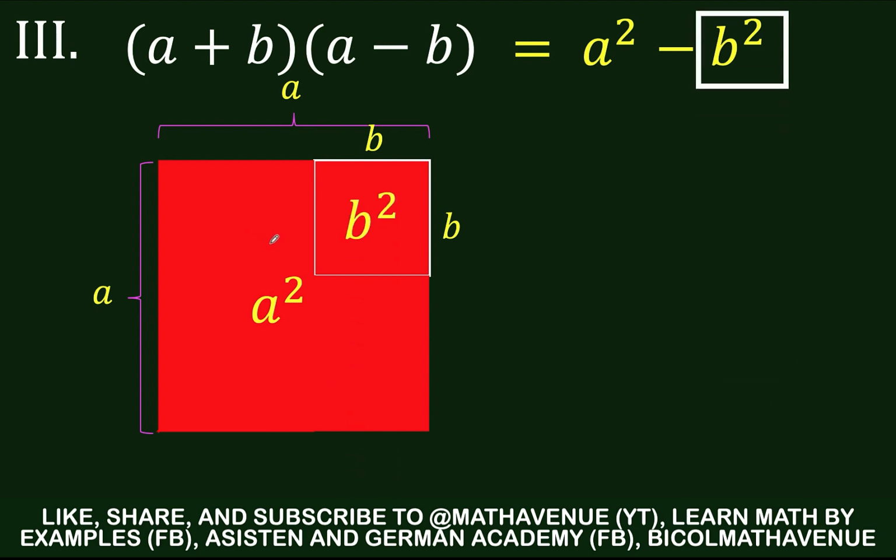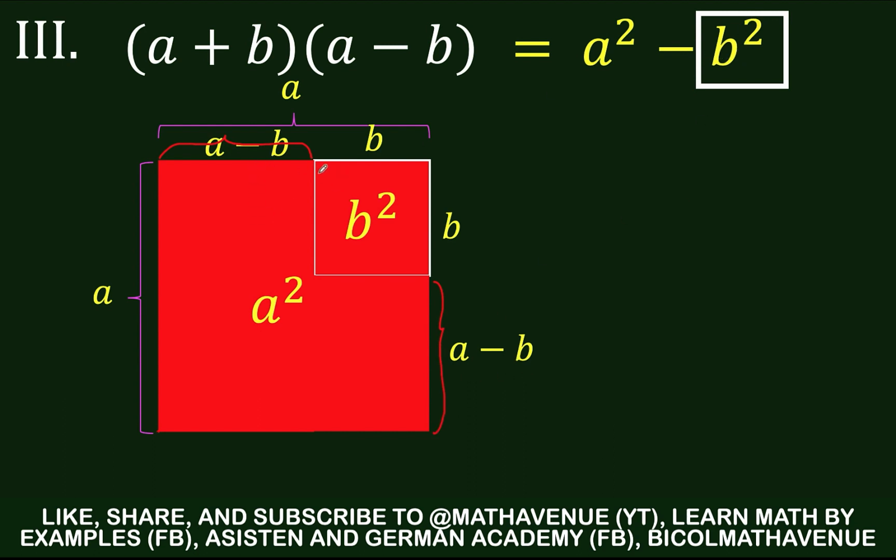But before we split this figure, let's identify first the measurements. So this length of the big square is a. The side length of the small square is b. So this part here would be the difference between a and b. So that is a minus b. Also, this part here would be a minus b. And now we are ready to subtract this b squared.